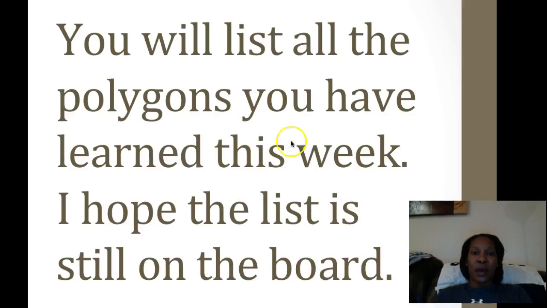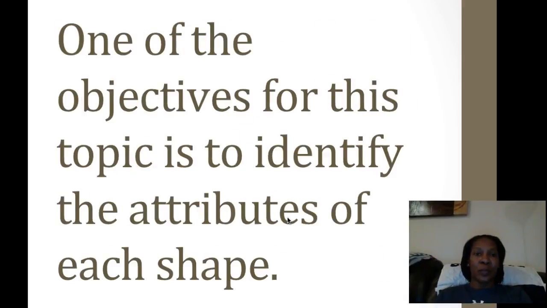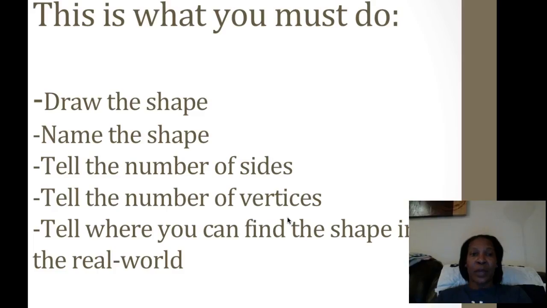You will list all the polygons you have learned this week. I hope the list that I wrote on the board where it's color coded is still there. If not, feel free to use your textbook. One of the objectives for this topic is to identify the attributes of each shape. So we discussed the attributes and what that meant and the expectation it was for completion of this topic. So in looking at those attributes, this is what you have to do.